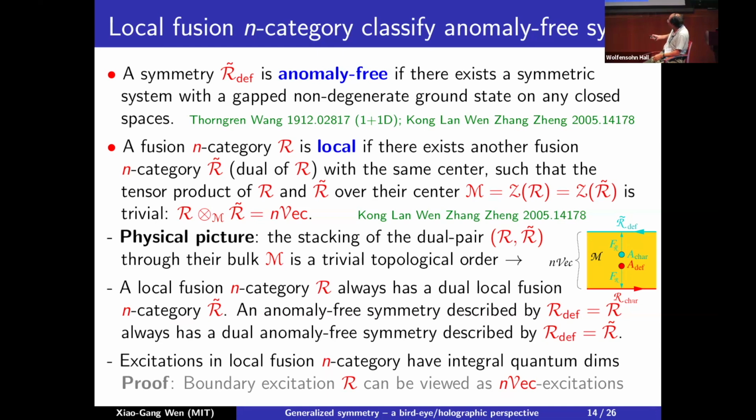So the local fusion n-category always has a dual. That's the definition. This pair is one charge and one defect, but which one is the charge and which one is the defect is your choice. That is a holographic equivalence. If you pick one as the charge and the other as the defect, or vice versa, you just get a holographic equivalent symmetry.